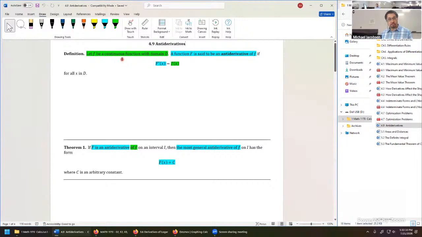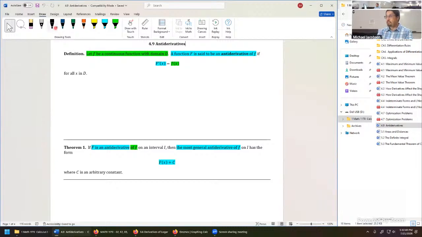So if f is continuous on some domain D, then an uppercase function F of x is going to be called an antiderivative, just so long as if you differentiate uppercase F of x, you get the function in green, lowercase f of x. So as long as you differentiate this new function, you get the original one in green, you have an antiderivative. So that's the entire definition. It's kind of short and sweet.